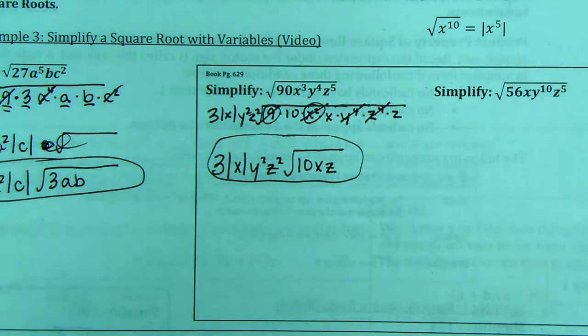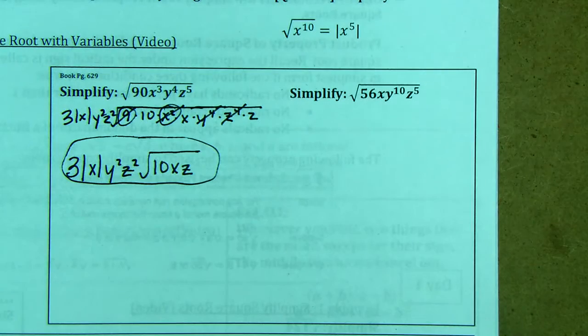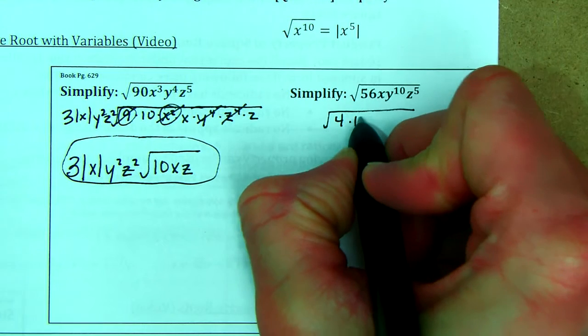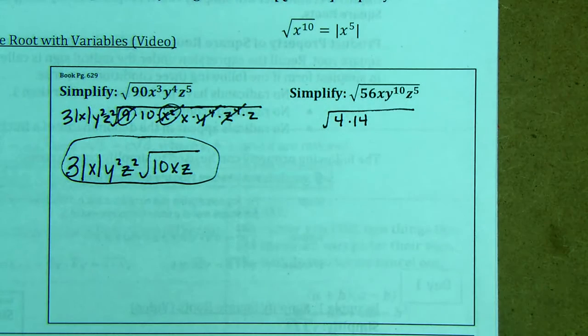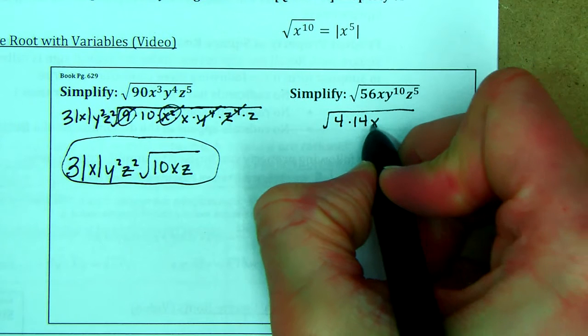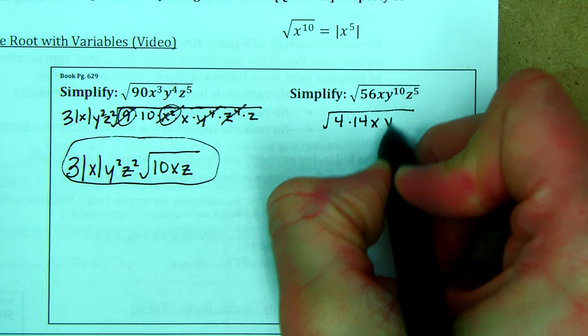56. What perfect square goes into 56? Anybody know? I know 4 does. I think that is it. Yeah, okay. So 56 is 4 times 14. Why 4? Because 4 is a perfect square. All right, then x, I'm just going to leave as x. Y to the 10th, there's another perfect square. But I'm going to change the z to the 5th to a z to the 4th and a single z.